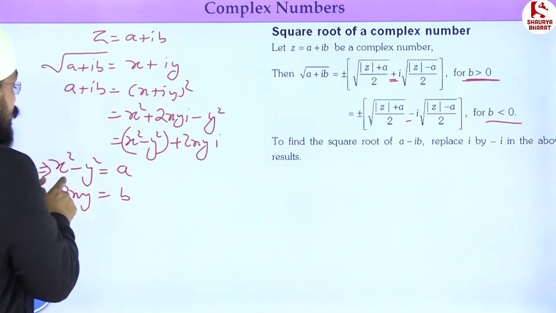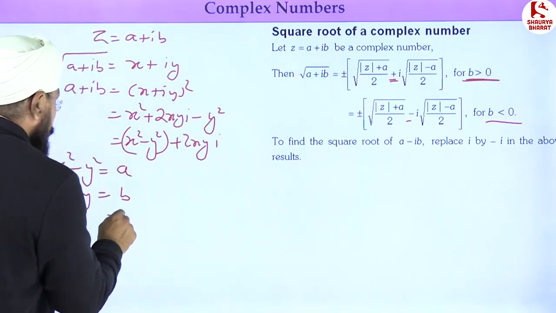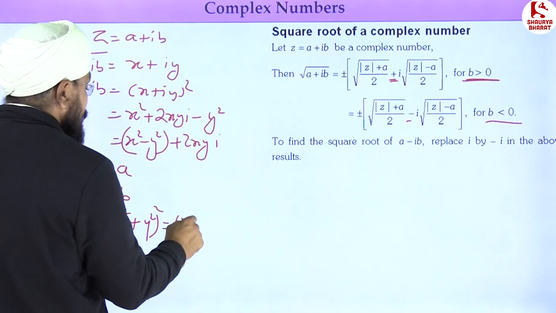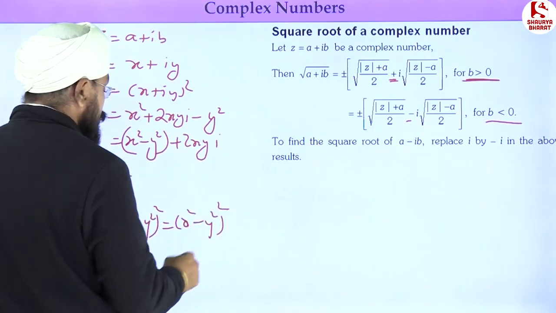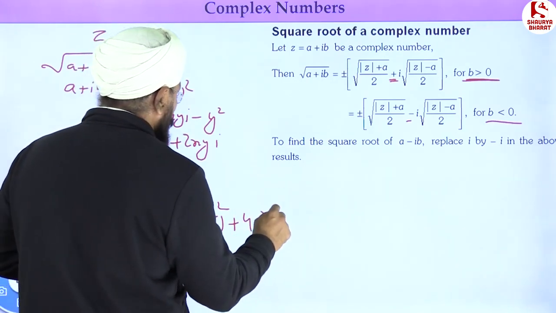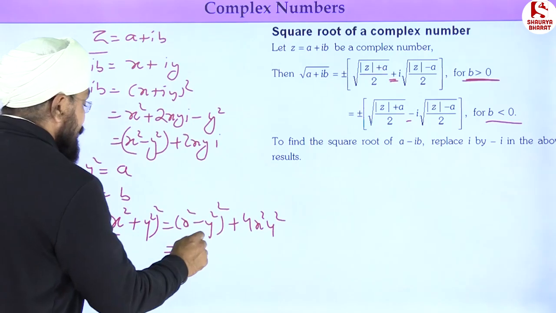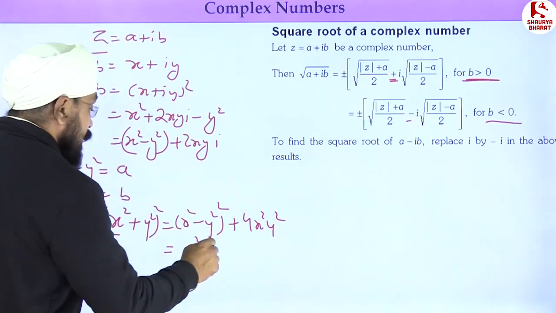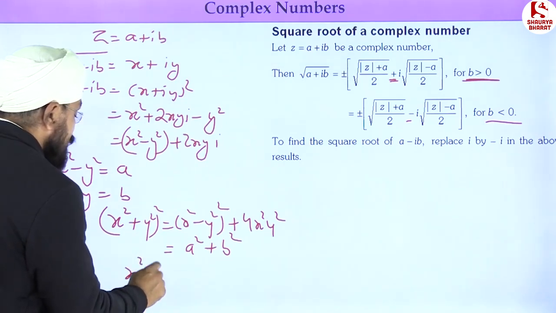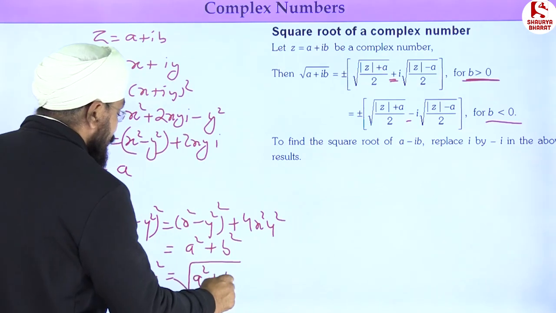Now if I just want to find the values of x and y, what you will get is that (x² + y²)² can be written as (x² − y²)² + 4x²y², because this will give you the 2 plus 4x²y². Then definitely we are going to get the result, and these are given as a², and here it is the square of this one, so it is b². What will be x² + y²? It will be equal to the square root of a² + b².